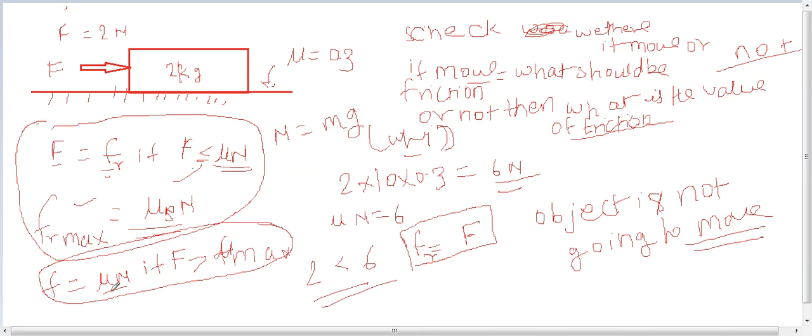Okay guys, so you should keep these things in mind. Let me write down mu k. Most probably there is no sharp difference between mu k and mu s. Whatever question is given, you can write mu k. If the applied force is greater than F maximum, then Fr is equal to mu k into N. These are the important points.